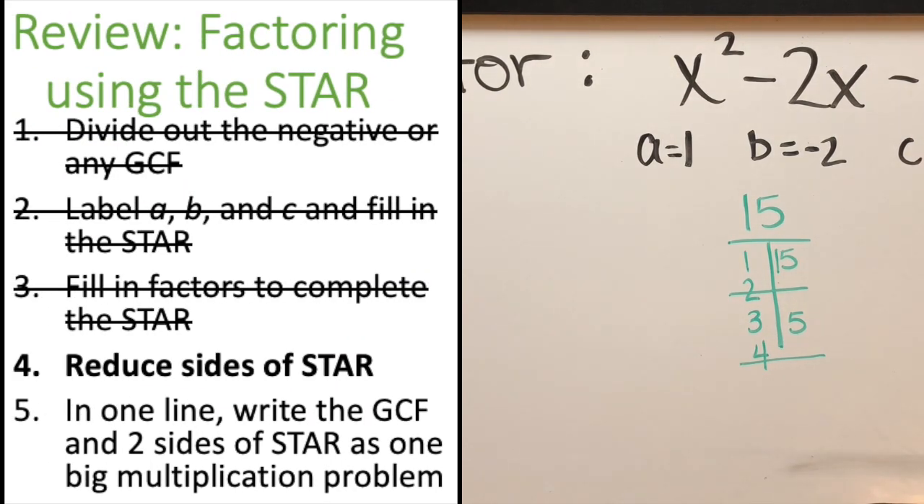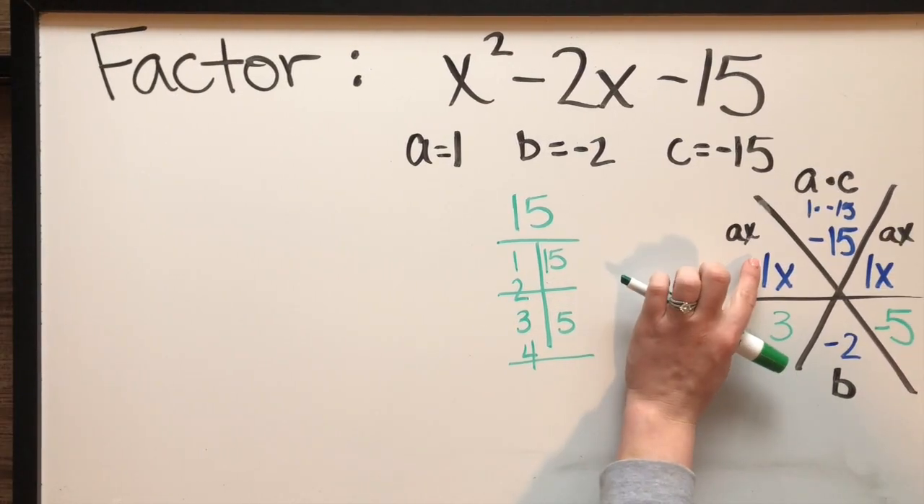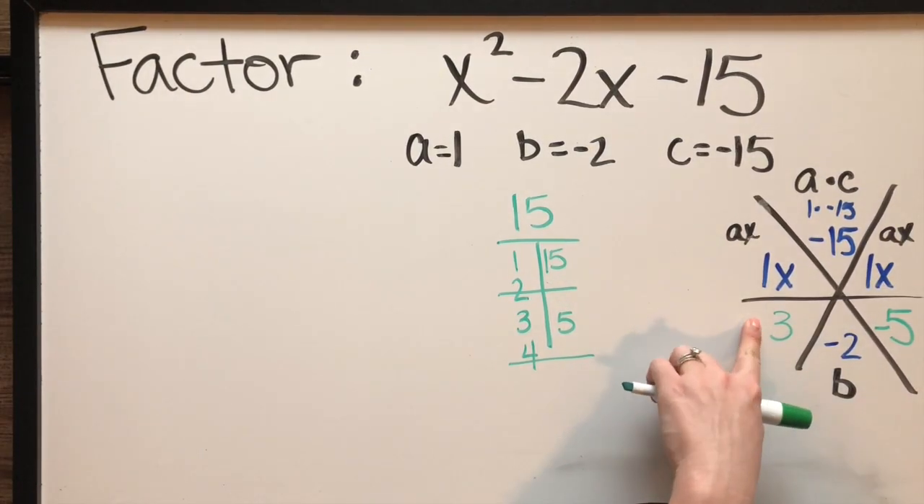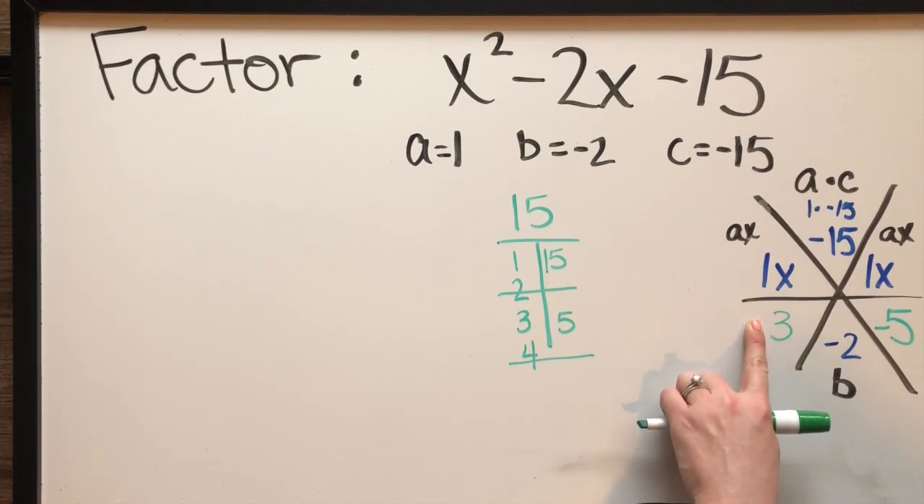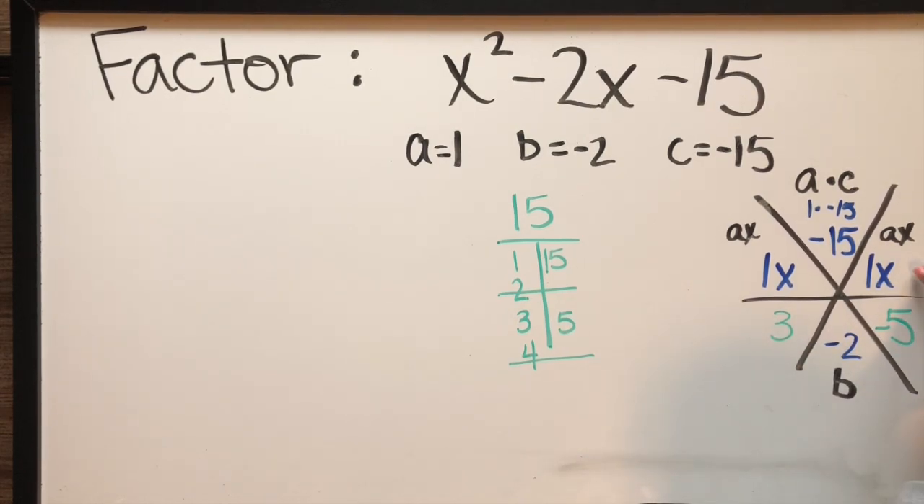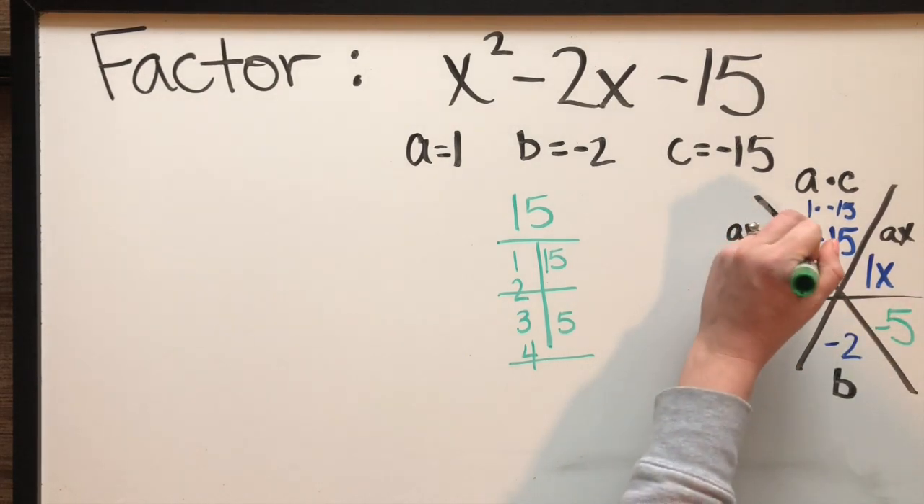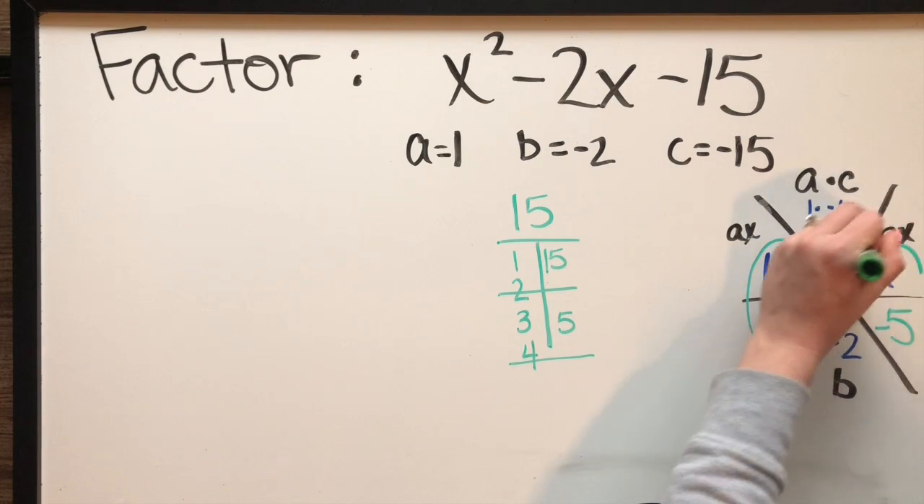Step 4 is we're going to reduce the sides of the stars if we can. So I want to see, can I divide anything out of 1 and 3? And I can't. Same with 1 and 5. There's nothing to divide out of 1 and 5. So I take both of these sides to create my 2 factors.